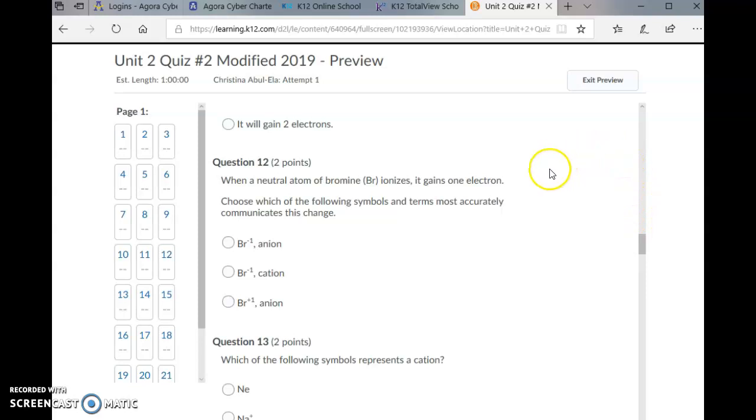Question 12. When a neutral atom of bromine ionizes, it gains 1 electron. Choose which of the following symbols and terms most accurately communicates this change. Bromine -1, anion. Bromine -1, cation. Bromine +1, anion.